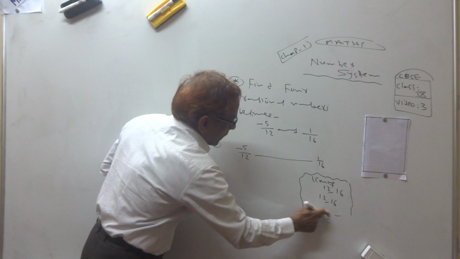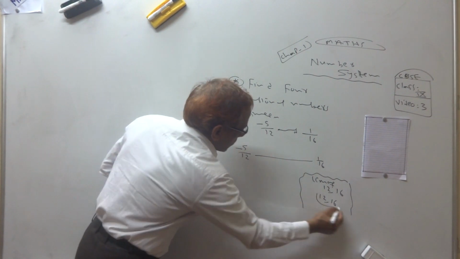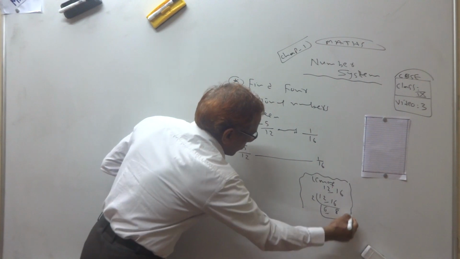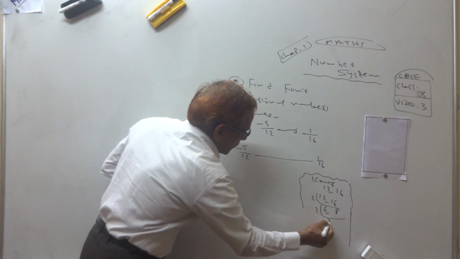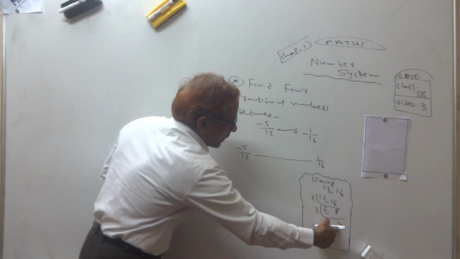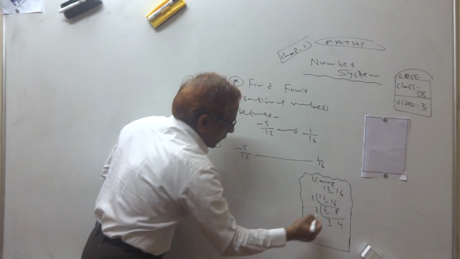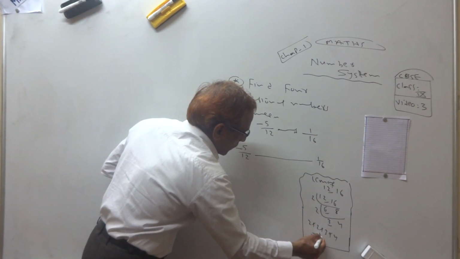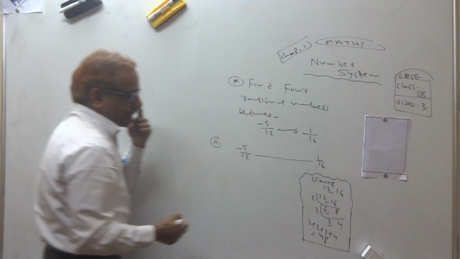So we divide by small numbers: 2 6s are 12, 2 8s are 16, 2 3s are 6, 2 4s are 8. Now see, can you divide both by any number? No. Then you multiply all of these: 48. So the LCM is 48.